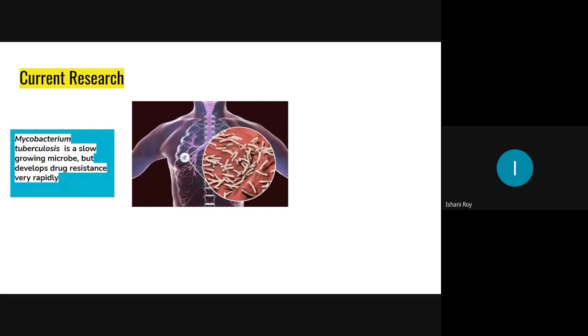So scientists have asked this question many times, like how does this happen? And they have concluded that epigenetic modifications or epigenetic changes might be the reason as to why this bacterium develops resistance so quickly.